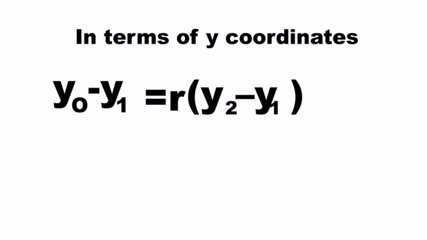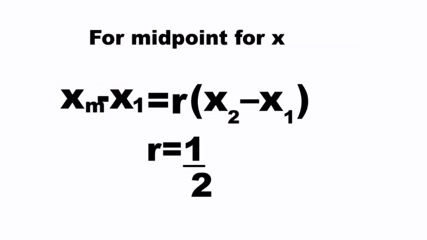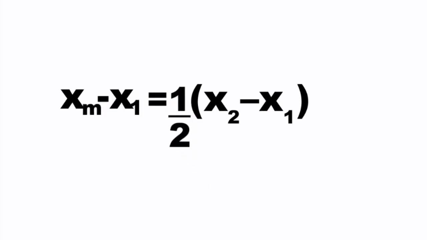sub 1. These formulas of x and y coordinates are useful if you solve for the midpoint or other points, as long as you know the ratio, R. For midpoint, our R is equal to 1/2. Then substitute 1/2 to R.